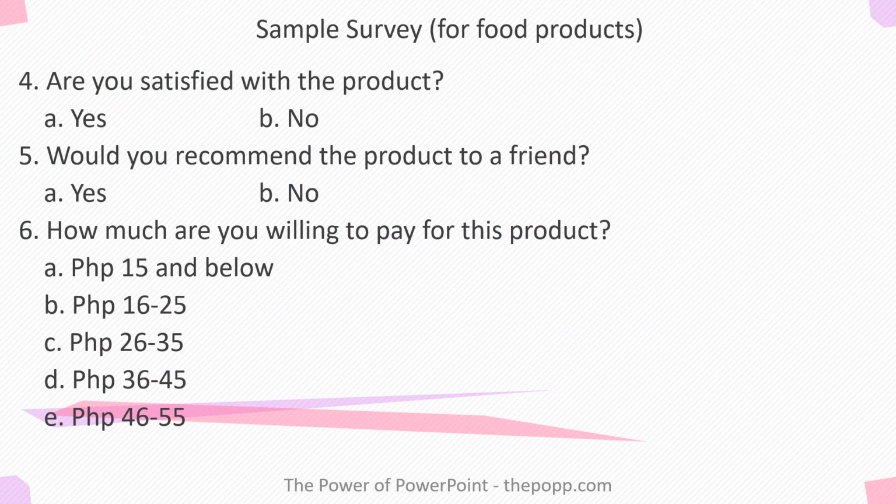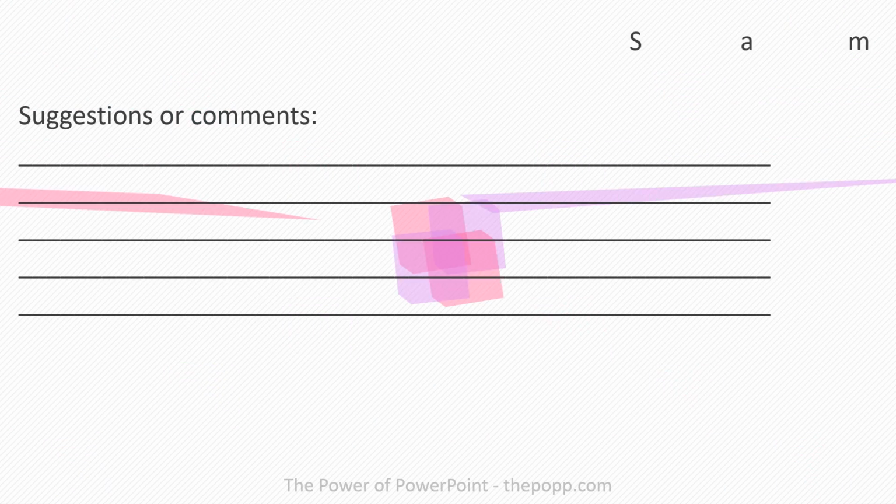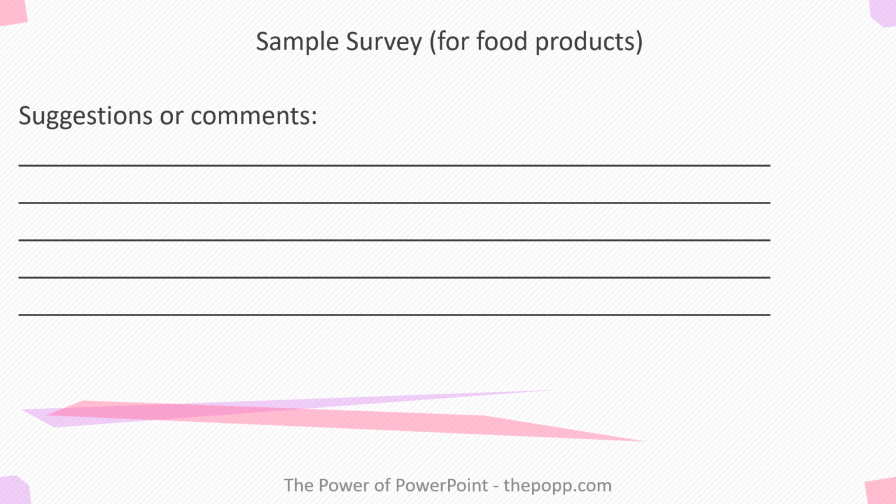And then, are you satisfied with the product? Would you recommend the product to a friend? Or how much are you willing to pay for this product? So, this will be based on whatever product your group thought of in our sample groupings, or those who already have an idea of making the product. If you have suggestions or comments for the sample survey for food products, you can write them also.